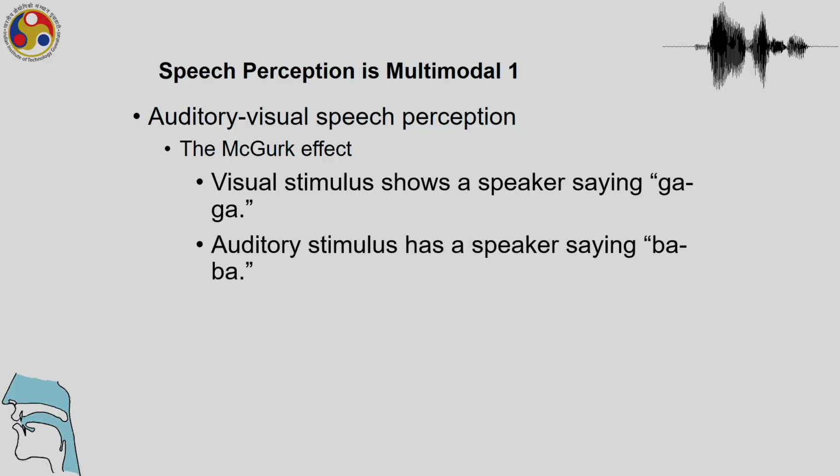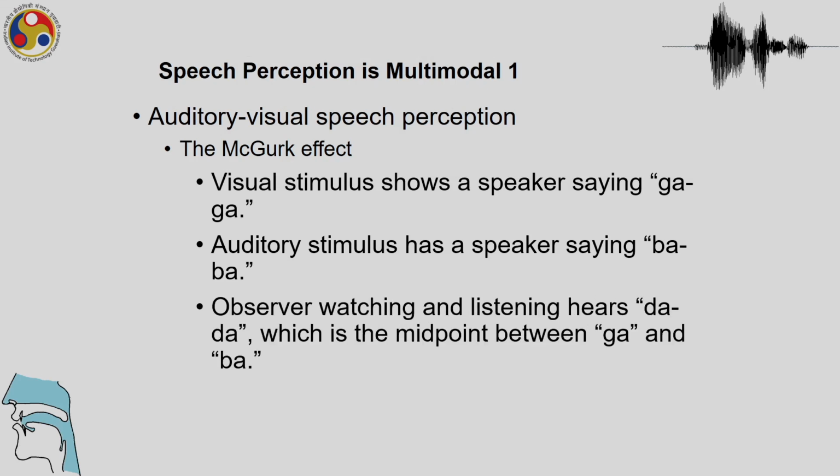There is a visual stimulus that shows a speaker saying ga ga. The auditory stimulus says a speaker says ba ba, and then the listeners hear da da, even though neither the visual stimulus nor the auditory stimulus says da. So basically the listener hears something between ga and ba because there is a clash between the auditory stimulus and the visual stimulus. There is a sort of a trade-off and you hear something in between.